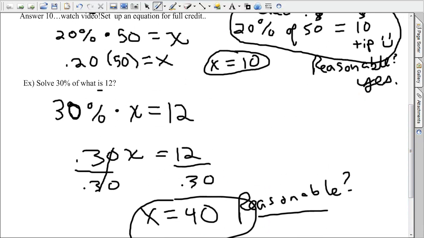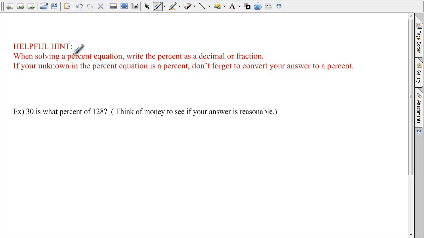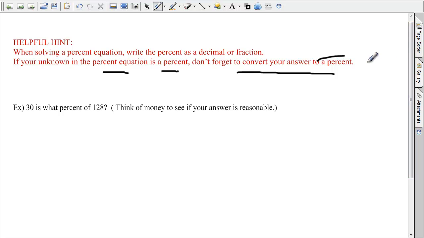Okay, let's try the next one. Helpful hint, when solving a percent equation, write the percent as a decimal, like we did a moment ago. And if your unknown in the percent equation is a percent, don't forget to convert your answer to a percent at the end of the problem. All right, let's try it.